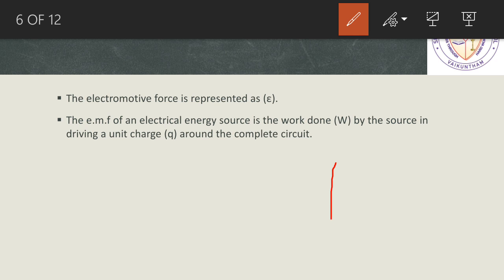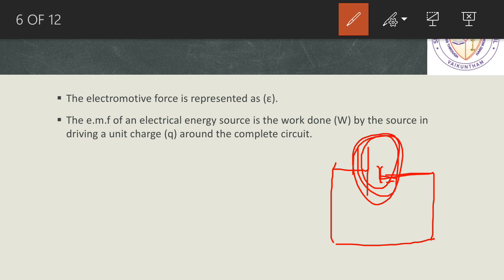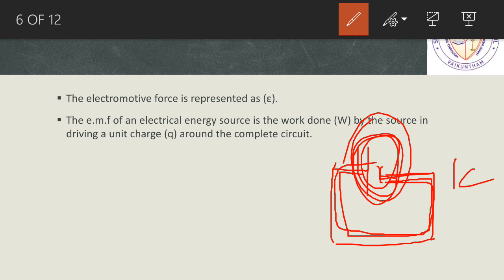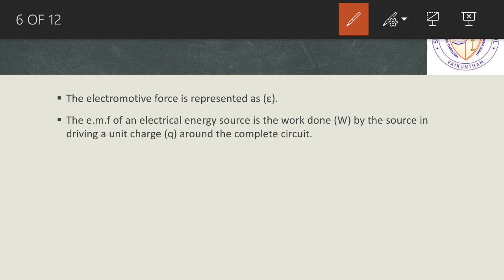That is, so this is our circuit where it is connected with the battery. Okay, so how much work is done by this battery in moving 1 unit, meaning 1 coulomb of charge, in one complete circuit? Okay, how much work is done by this battery is called the EMF of this battery or the cell. Not the battery, it is a cell, right? The battery is nothing but a combination of more than one cell, right? Okay.